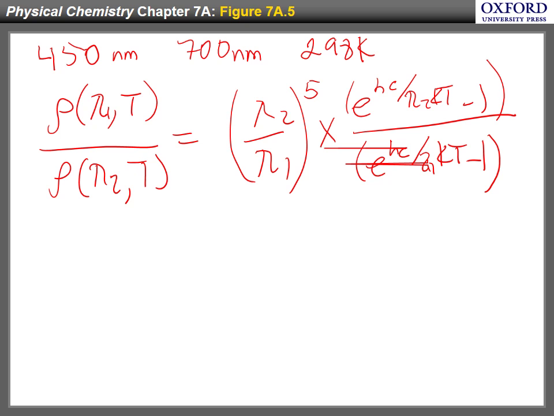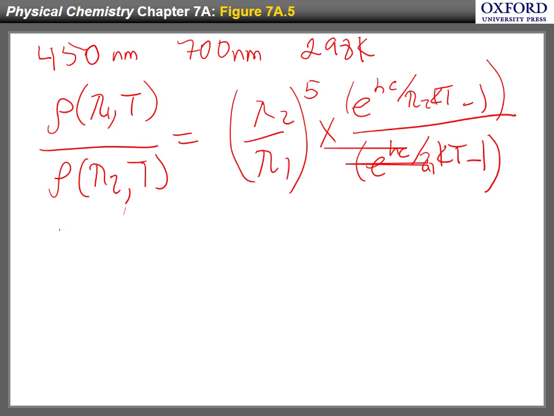So from this point on, we have to just substitute and solve for our ratio here. So basically, we have to do our regular computations here. And we use 450 for lambda 1, 700 for lambda 2.